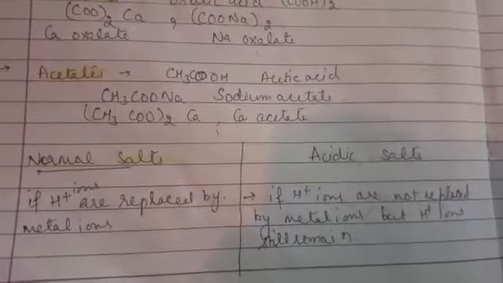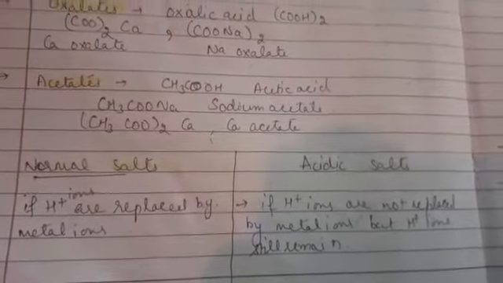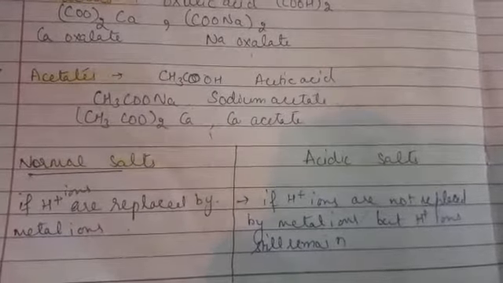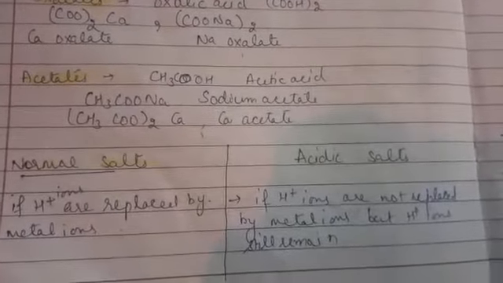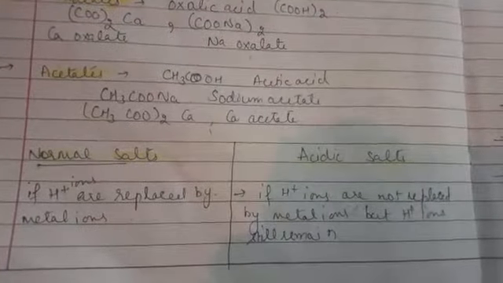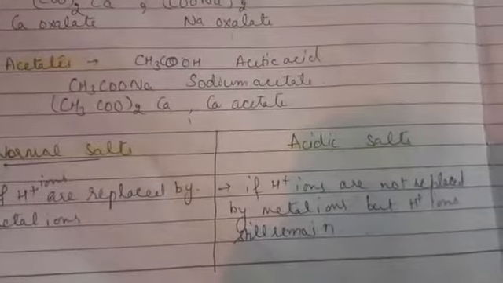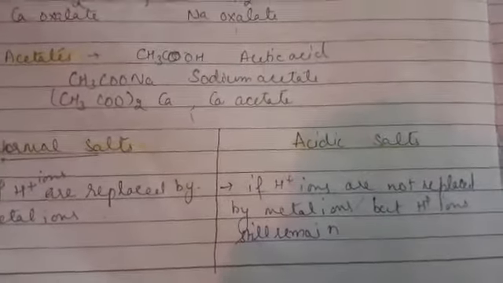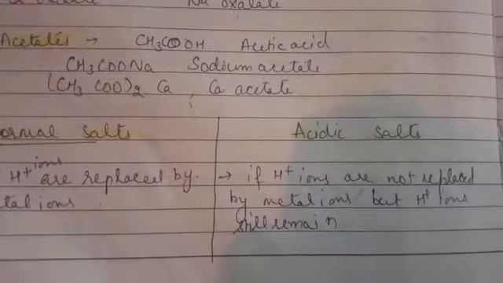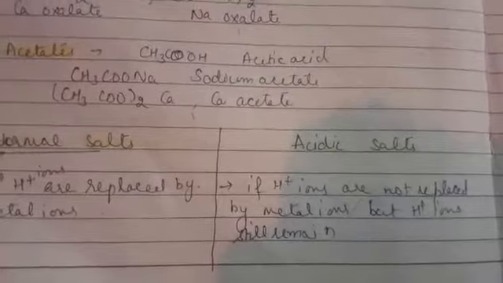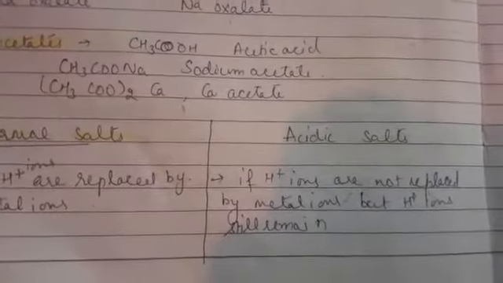Now, what is the difference between normal salts and acidic salts? In normal salts, the hydrogen ions are replaced by metal ions, so they are called normal salts. In acidic salts, they are not fully replaced by metal ions and hydrogen ions still remain. Acidity increases with the increase in hydrogen ions, so it's obvious that in an acidic salt the concentration of hydrogen ions is more compared to normal salts.